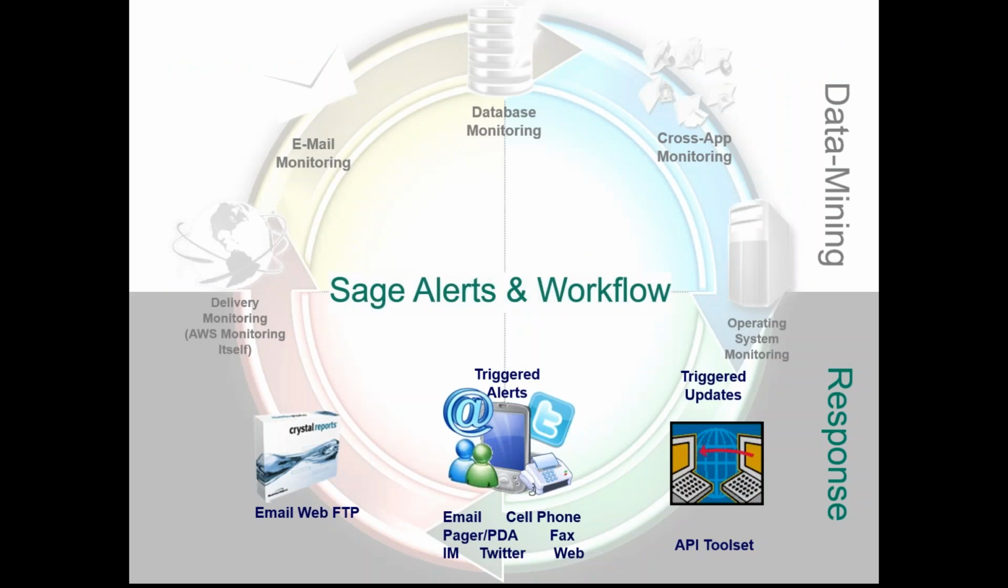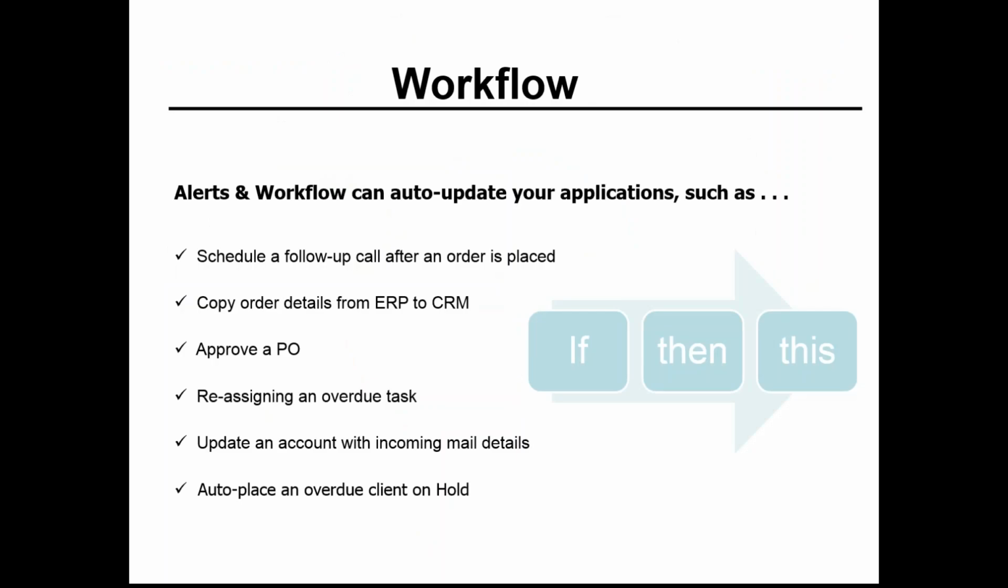The last component of Alerts and Workflow is the workflow part of it. When we say workflow, we mean something very specific. We mean the ability for the system, Alerts and Workflow, to go back into Sage 100, or for that matter, into any other application, and actually add or update records. For Pete's sake, if we've got clients who are overdue, when they get overdue, let's have Alerts and Workflow put that client on credit hold so no additional orders are allowed to be placed for them.